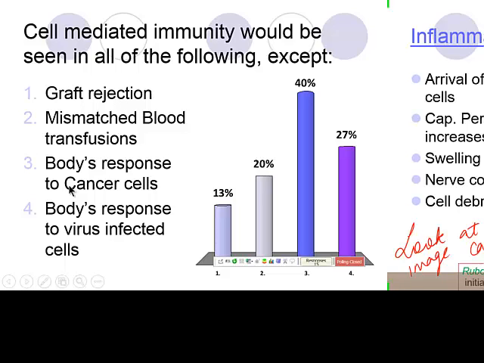There's a cell-to-cell interaction. Here in mismatched blood transfusion, we did that when we did blood. Antibodies were being formed, which is part of humoral immunity. Those antibodies attach to the antigen and form an antigen-antibody complex.